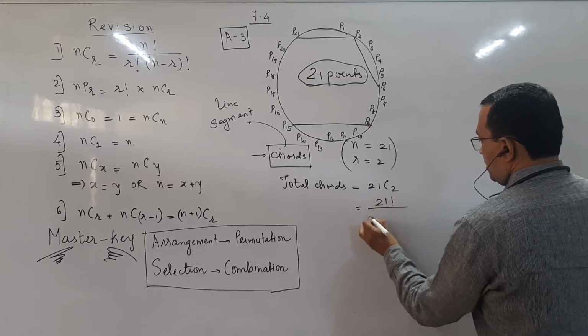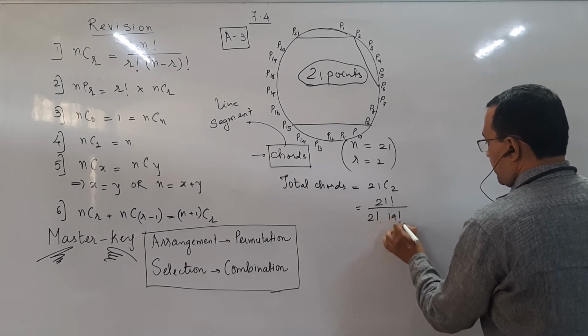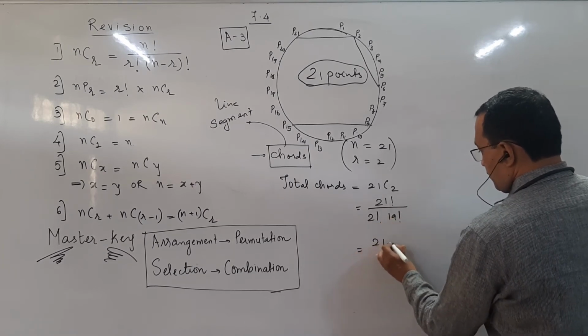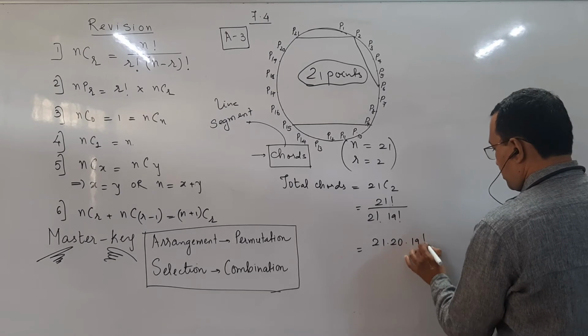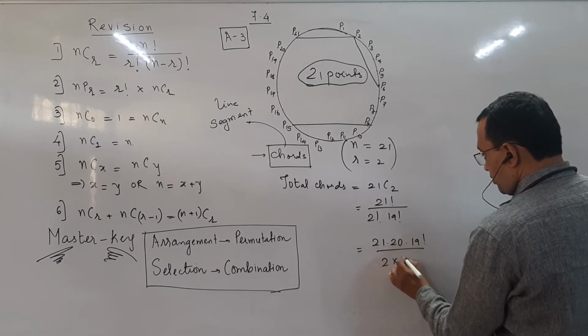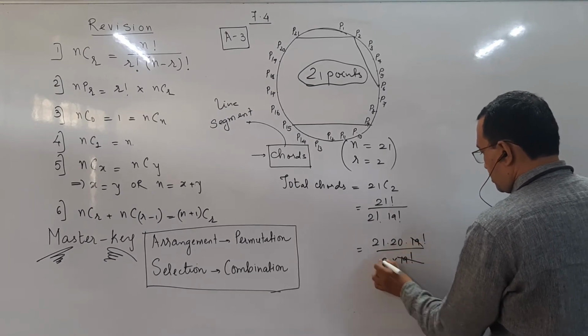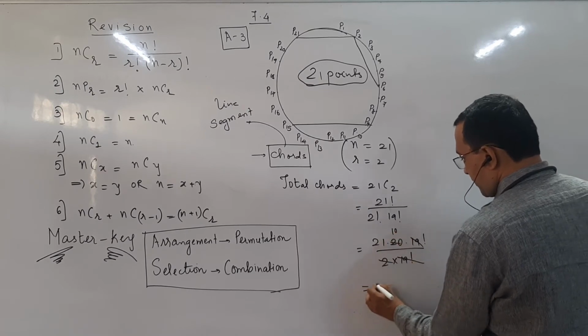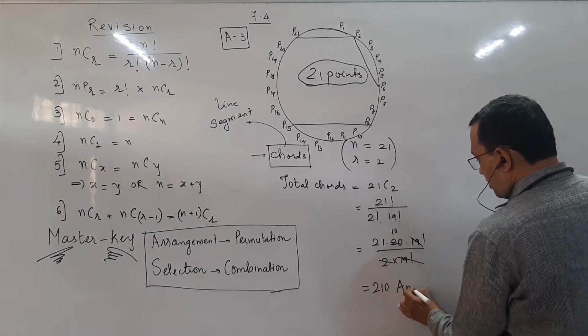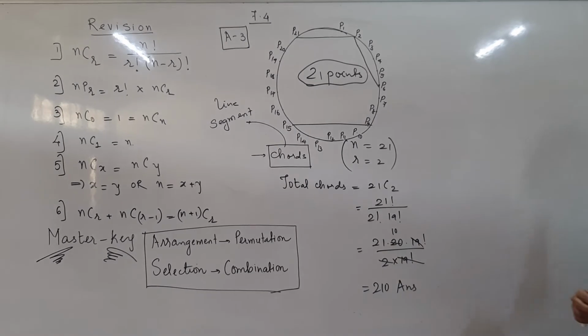21 factorial upon 2 factorial into 21 minus 2 factorial. So 21 into 20 into 19 factorial upon 2 into 19 factorial. 2 1s are 2, 2 10s are 20. So the number of chords formed using the given 21 distinct points on the circle is 210. Students, this is how we have to apply the formula.